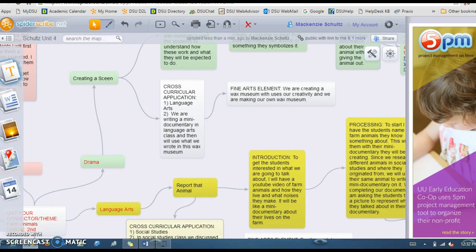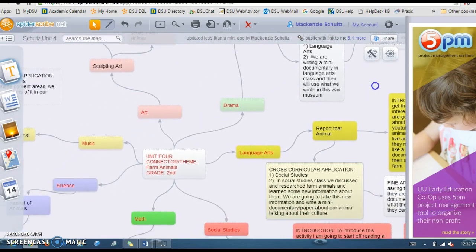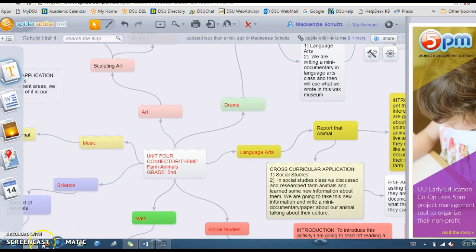I'm going to cross this with language arts, because we're working on a mini documentary in language arts. Then we're going to take that information we learned about our animal and create it into our script for our wax museum. For our fine arts element, we are creating a wax museum, which uses our creativity. So we are basically acting out our animal in theater to the rest of the community. And that is my unit 4 lesson plan.